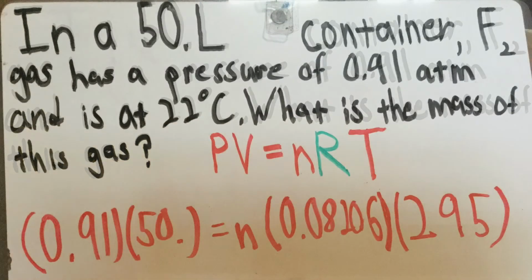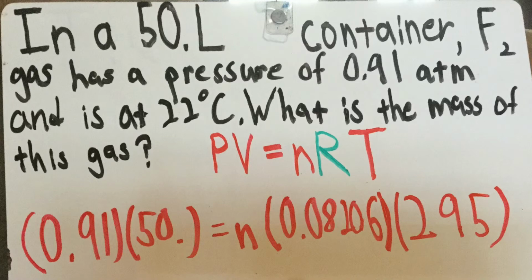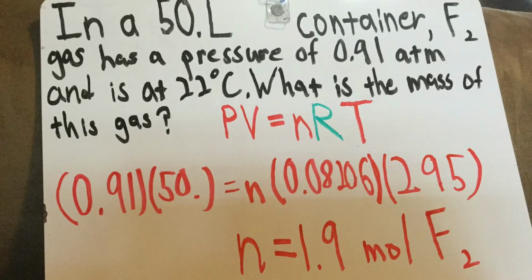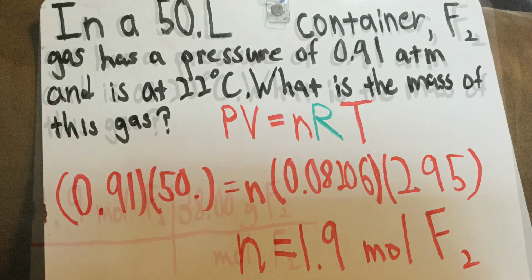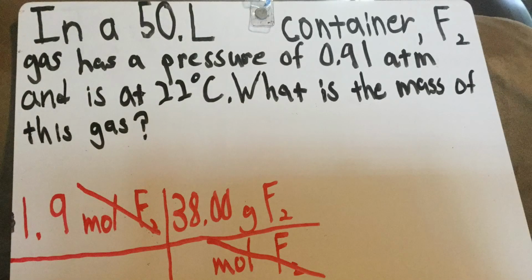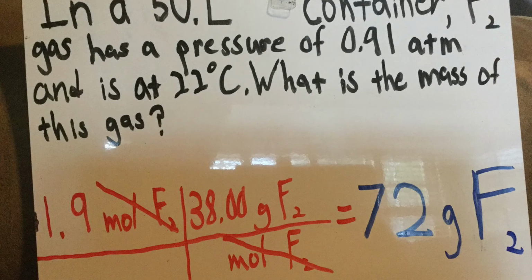The question gives all variables except for N. Solving for N gives you 1.9 moles of fluorine gas. But make sure you look back at what the question wants, because this isn't the answer. In order to find the mass, use the molar mass, which is 38 grams per mole for fluorine gas. In the end, you should get 72 grams of fluorine gas.